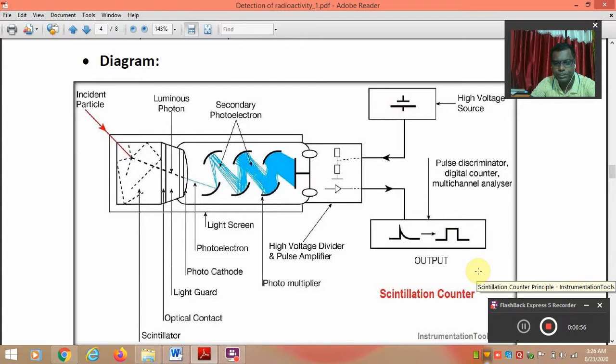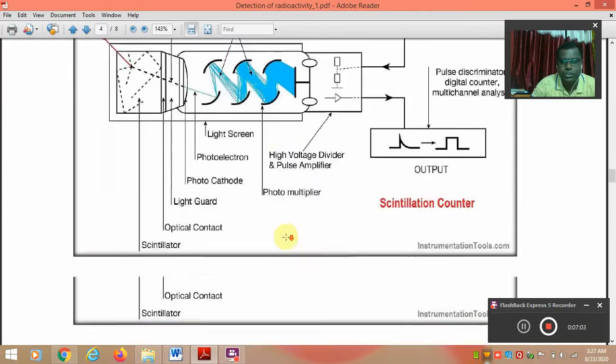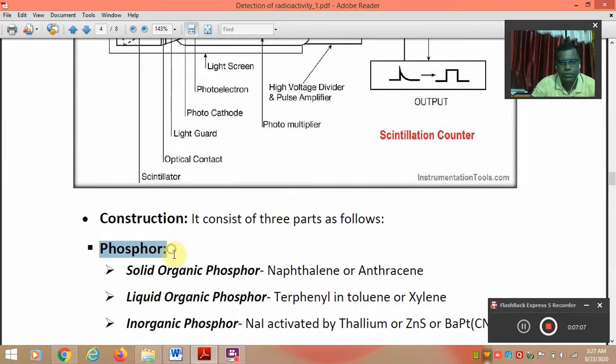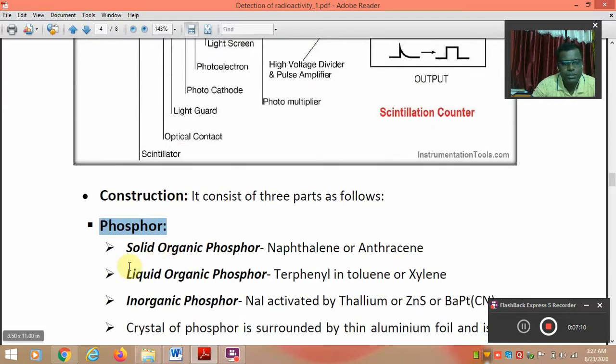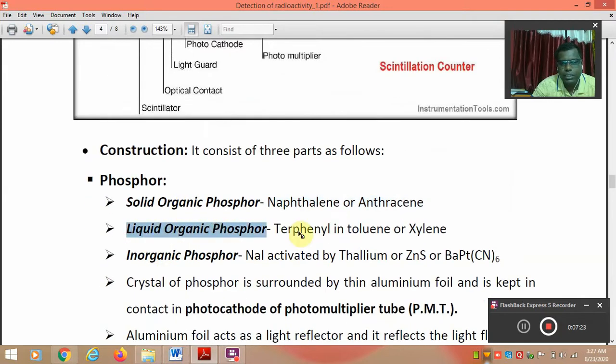It is very simple to discuss the experimental setup, the construction of this scintillation counter. So already I told you, this is the first component, the phosphor. Already I have shown here, this is the phosphor. What is this phosphor? It may be a solid organic compound like naphthalene or anthracene, which is a purely aromatic compound, or it may be a liquid compound. Liquid organic compounds like terphenyl, toluene or xylene can also be used as the phosphor in the scintillation counter, or it may be an inorganic compound: sodium iodide activated by thallium, zinc sulfide, or barium platinocyanide. So these compounds can also be used as the phosphor in the formation of a scintillation counter.